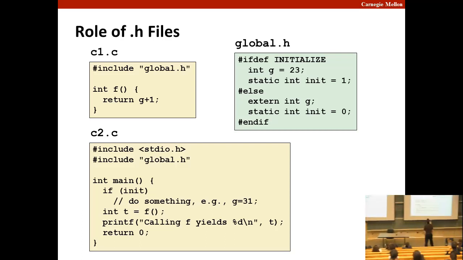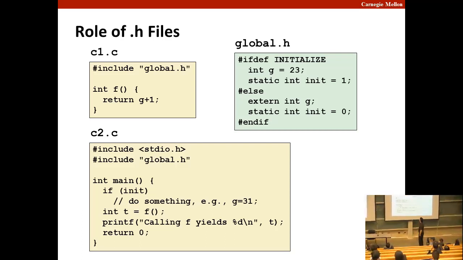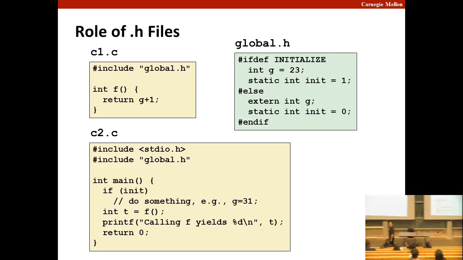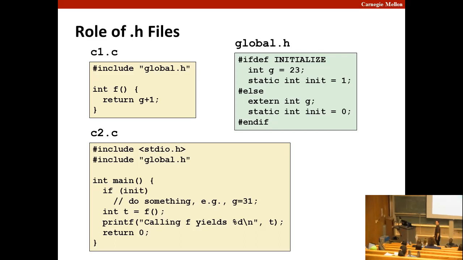Okay. So, .c files should contain code. .h files should contain definitions. You should never put the meat of your code in a .h file. That's very bad form. The linker should do the linking, not the preprocessor.